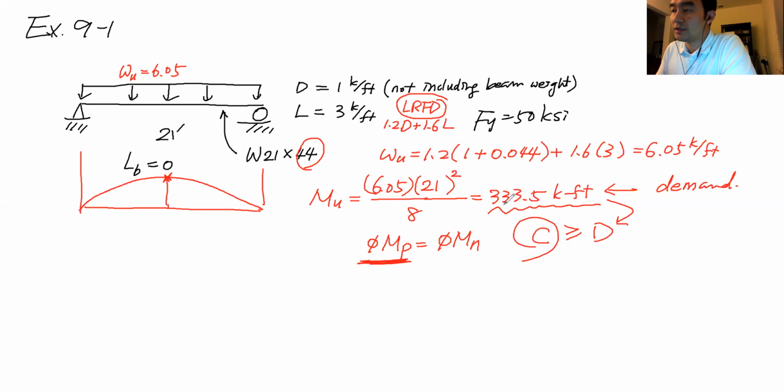So what is Mn, which is Mp in this case? Mp, the maximum plastic moment, is going to be Fy times Z, right? And Fy is 50 ksi.